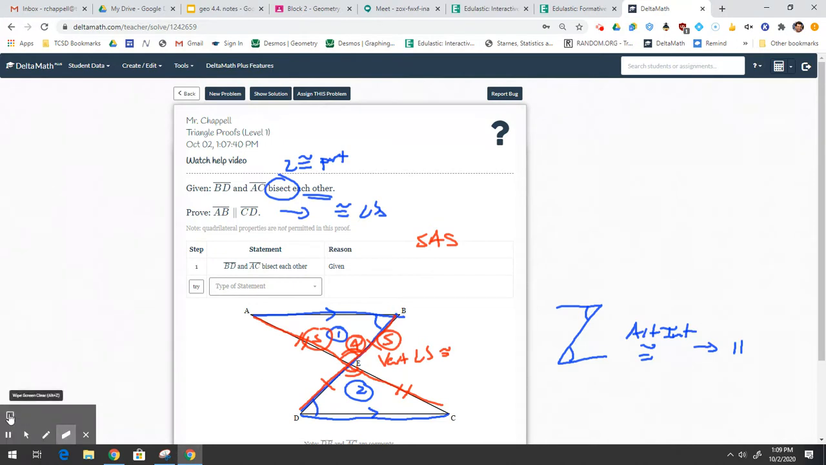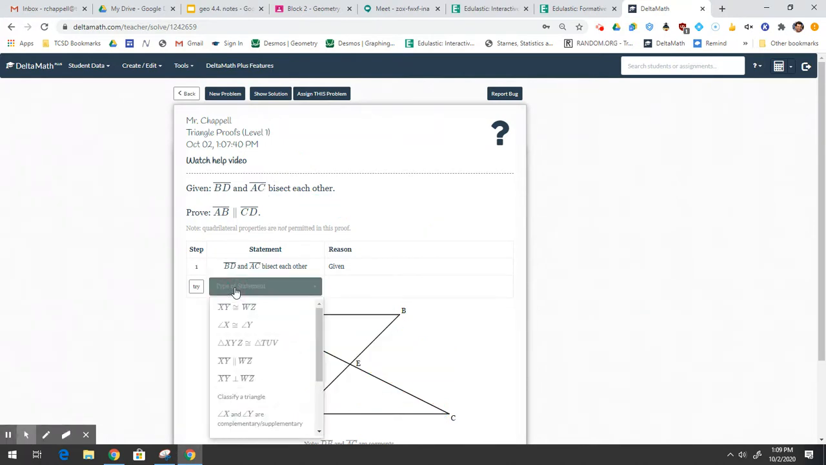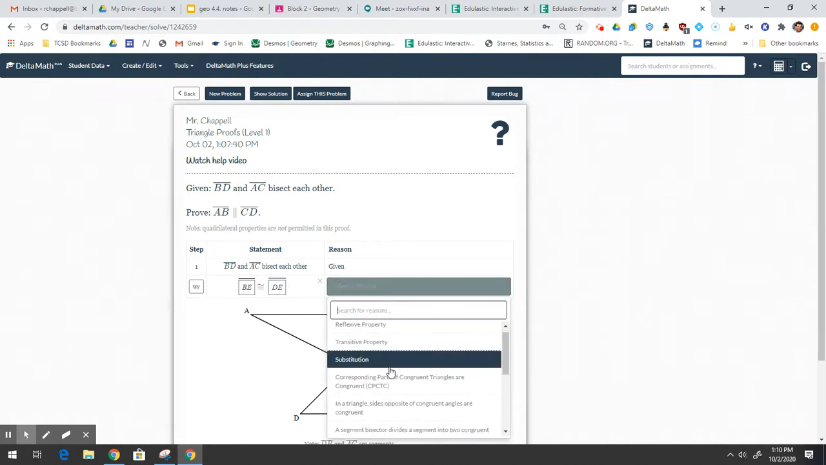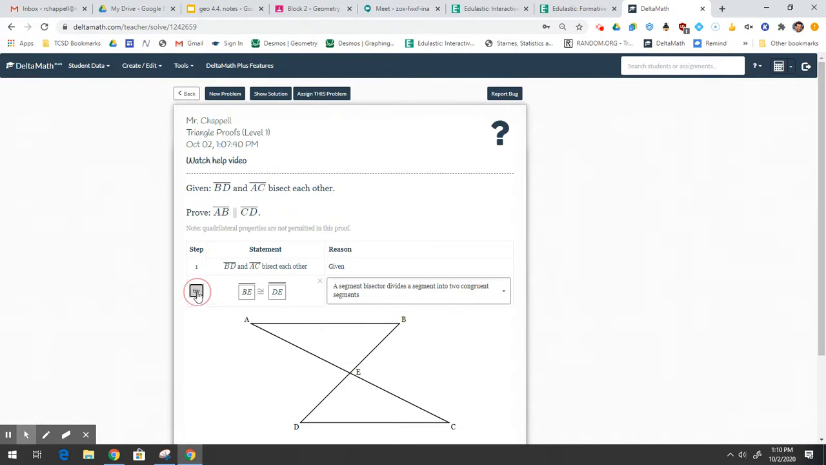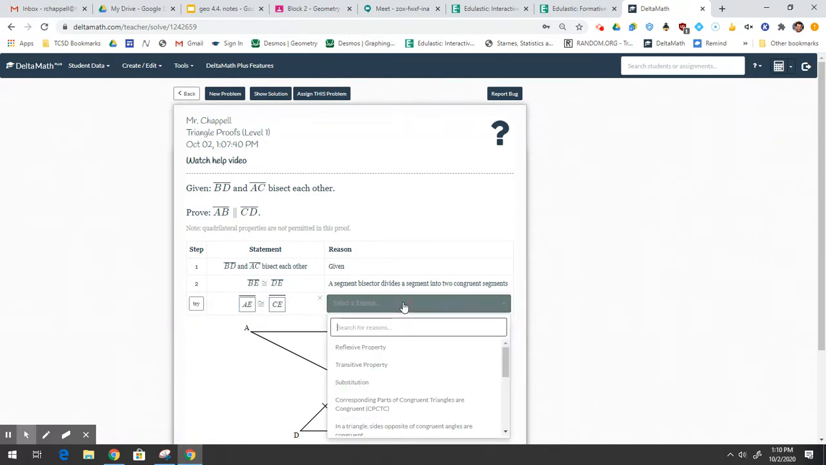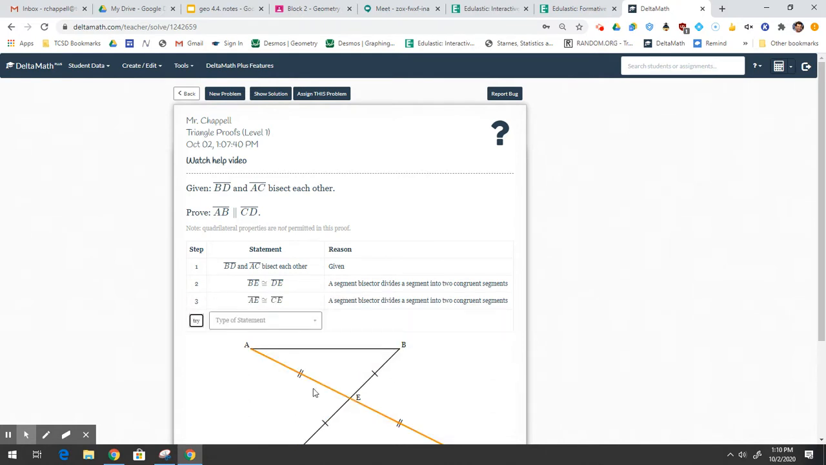Okay, so let's actually write it out. So I am going to start with BD, right? BD is going to be broken into BE and DE. Segment bisector, something like that. I'm looking for a segment bisector divides into two congruent segments. Yes, it does. I also know that AC is being bisected into AE and CE. And again, this idea of a segment bisector divides a segment into two congruent segments. Sure. So there's my two sides.